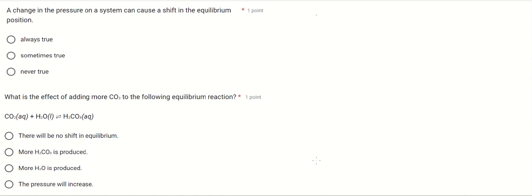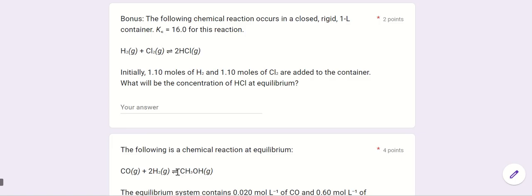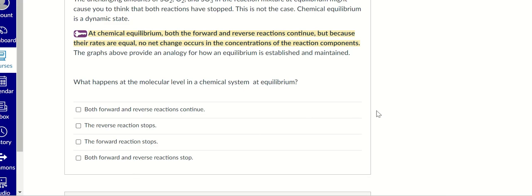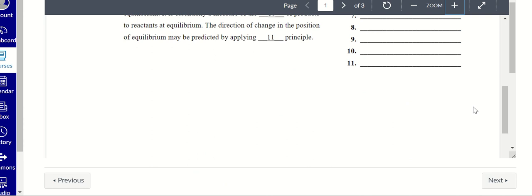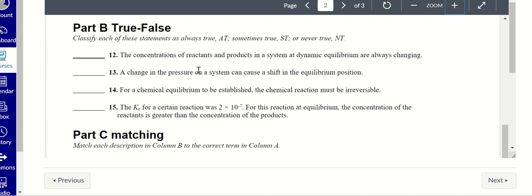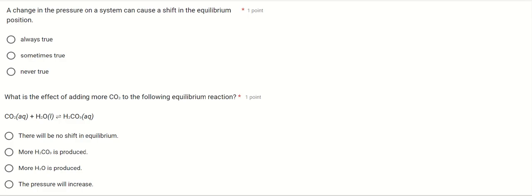can cause these always true, sometimes true, never true. They've usually been just copied from your worksheet, from your, whoops, that was your quiz. Let's see, here we go. So let's go to the true and false section. It is number 13. So it is sometimes true. The answers are provided for you on these worksheets.